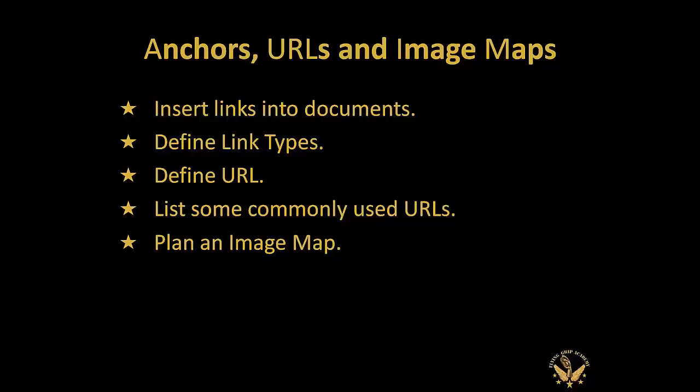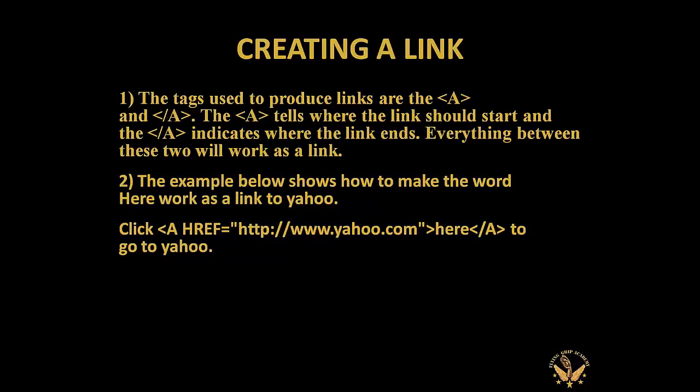Text anchor, anchor URL and image maps. So now let us see why we are using anchor. Insert links into documents, define link types, define URL, list some commonly used URLs. Plan is to make an image map. First one, creating a link. For example, whenever I am going to give a URL in a web page, if you are clicking that one, you need to redirect it to the website.